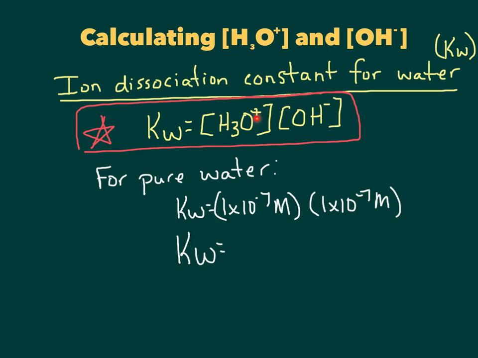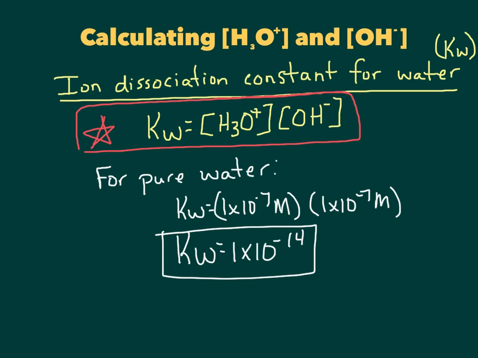So if you're given either one of these, if we know this constant, since it's a constant, it'll be the same every time, then we can solve for the other one. Now for pure water, we found out on the other page that the auto dissociation will automatically make a concentration of hydronium ions of 1 times 10 to the negative 7th and hydroxide of 1 times 10 to the negative 7th. When we multiply those two together, we end up with 1 times 10 to the negative 14th. And this is our Kw.